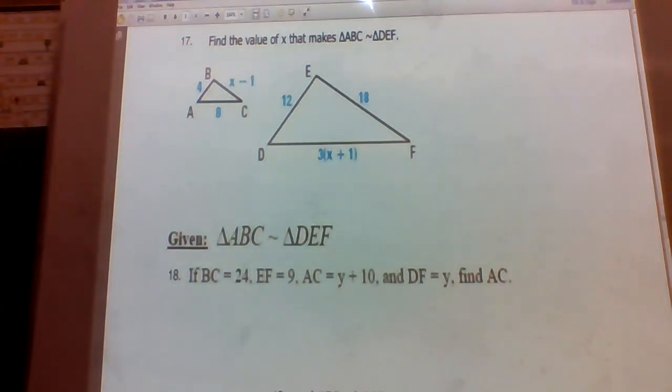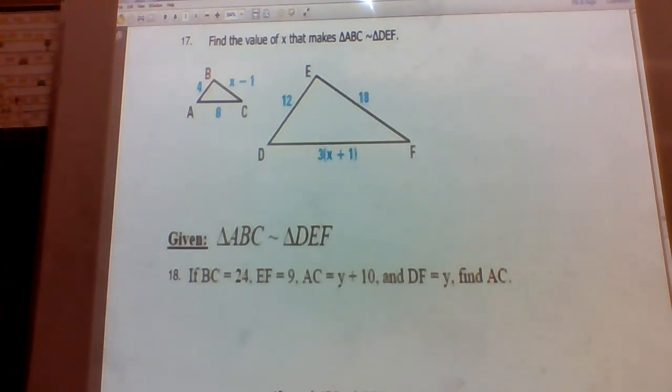Okay, this is part 2 for the similar figures review. Part 2 of the review for similar figures. So part 1 went through 1 through 16. Part 2 is going to go through 17 through 27.